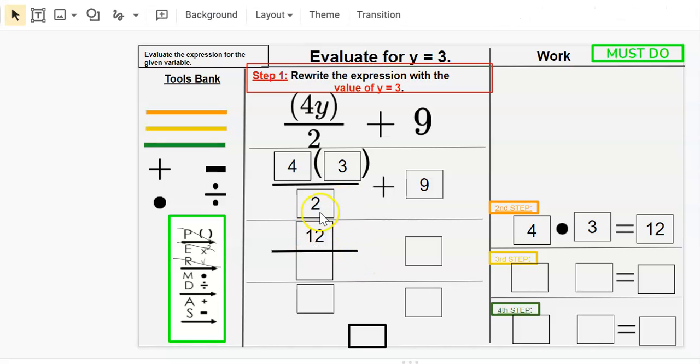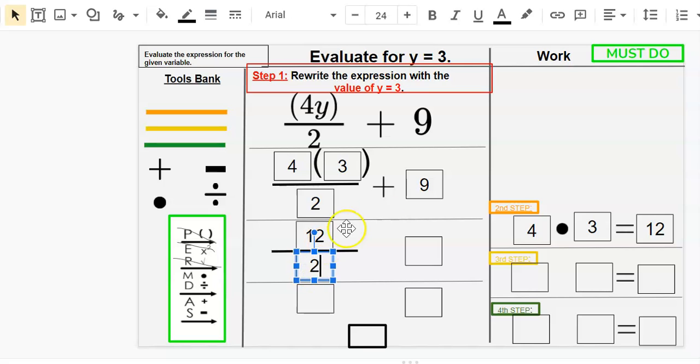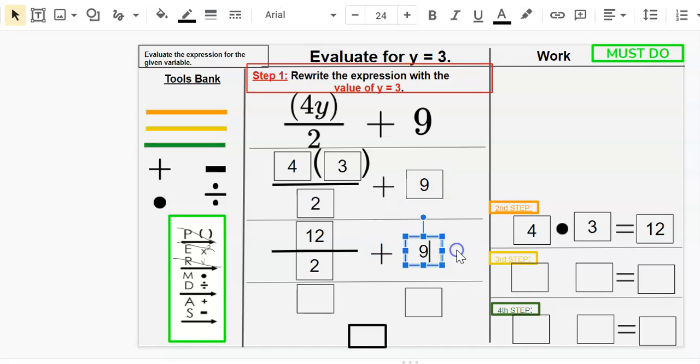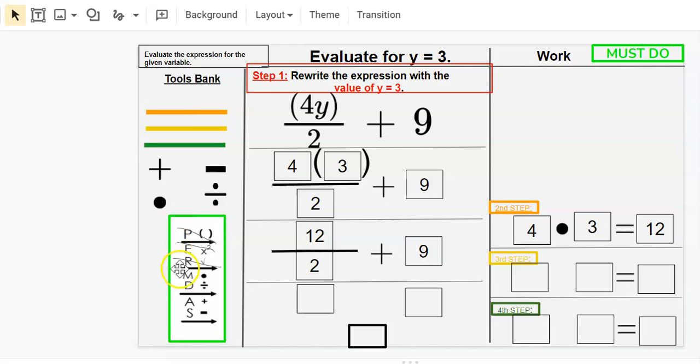And the rest of the problem gets rewritten, right? So I had a 2 at the bottom, I still do. We had a plus sign after that, I still have the plus sign. And then we have the 9 that we haven't used yet as well. So then I come back to my order of operations. I still have multiplication and division because this means divide. So now I need to do that step of the problem. 12 over 2 means 12 divided by 2.